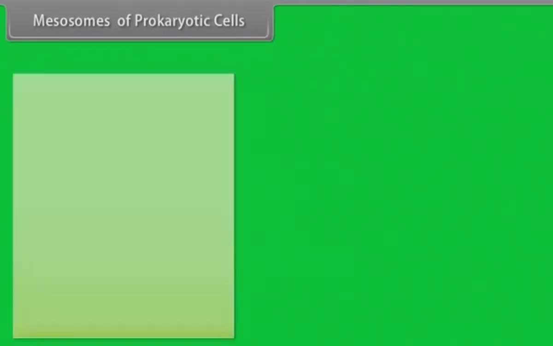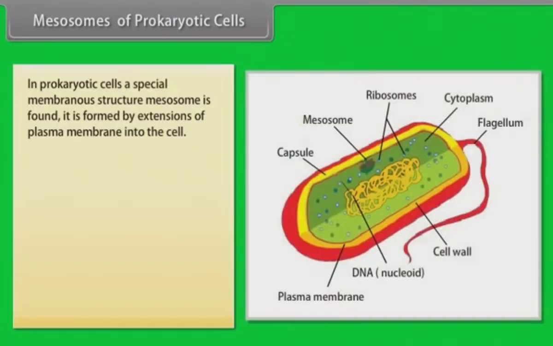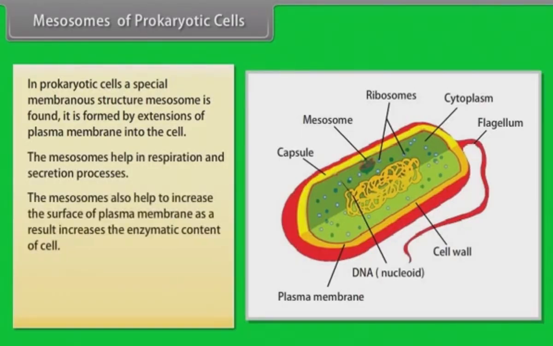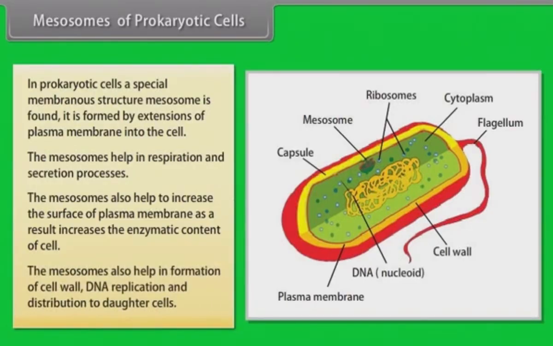Mesosomes of prokaryotic cells. In prokaryotic cells, a special membranous structure, mesosome, is found. It is formed by extensions of plasma membrane into the cell. The mesosomes help in respiration and secretion processes. The mesosomes also help to increase the surface of plasma membrane. As a result, they increase the enzymatic content of cell. The mesosomes also help in formation of cell wall, DNA replication and distribution to daughter cells.